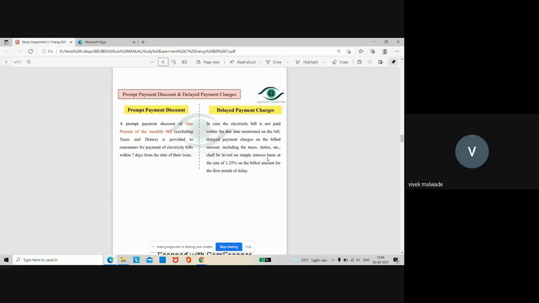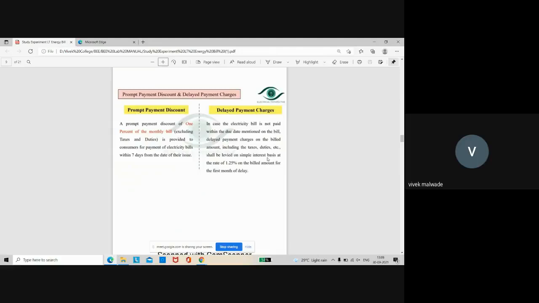cashback, या फिर आपको एक reward दिया जाता है which is called prompt payment discount. The prompt payment discount is nothing but 1% of the monthly bill. मीन्स आपका बिल अगर 100 रुपीज है तो ₹1 आपको prompt payment discount के हिसाब से दिया जाता है. This is excluding taxes and duties, which is provided to the consumer for payment of electricity bill within 7 days from the date of the issue.